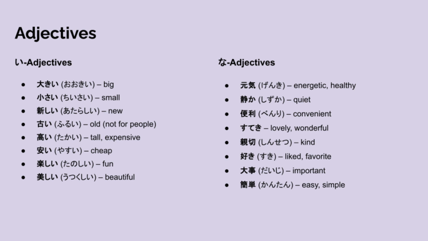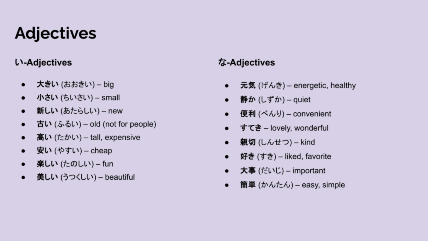So, ookii, chiisai, atarashii is new. Furui is old. Takai is tall or expensive. It just depends on the context, of course. It'll be easy to tell. When you're talking about height, you usually say ga takai, and expensive is just takai in the context of shopping. Opposite of that is yasui, which is cheap. Tanoshii is fun. Utsukushii, make sure you know that pronunciation. Utsukushii is beautiful.